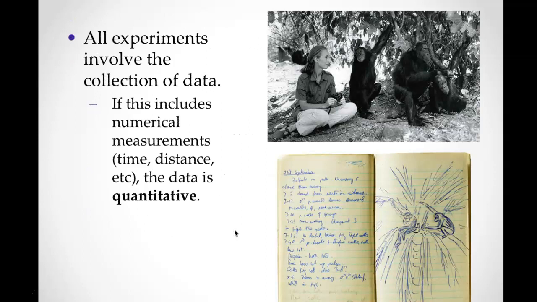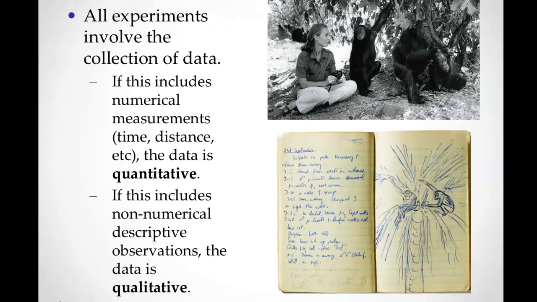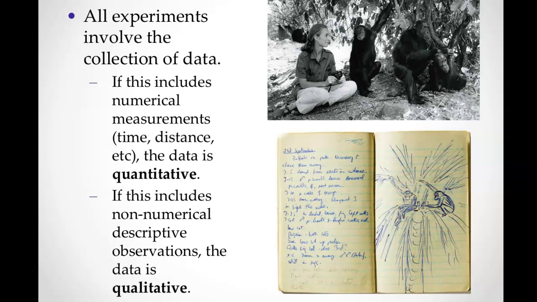Okay, so then what you're going to do, and I need to move my frame down so you can see all the words, is collect data, and data can be quantitative or qualitative, and I'm sure you guys already know what those words mean. Quantitative is going to be a number, a numerical measurement: time, distance, number of brine shrimp hatched, number of maggots.